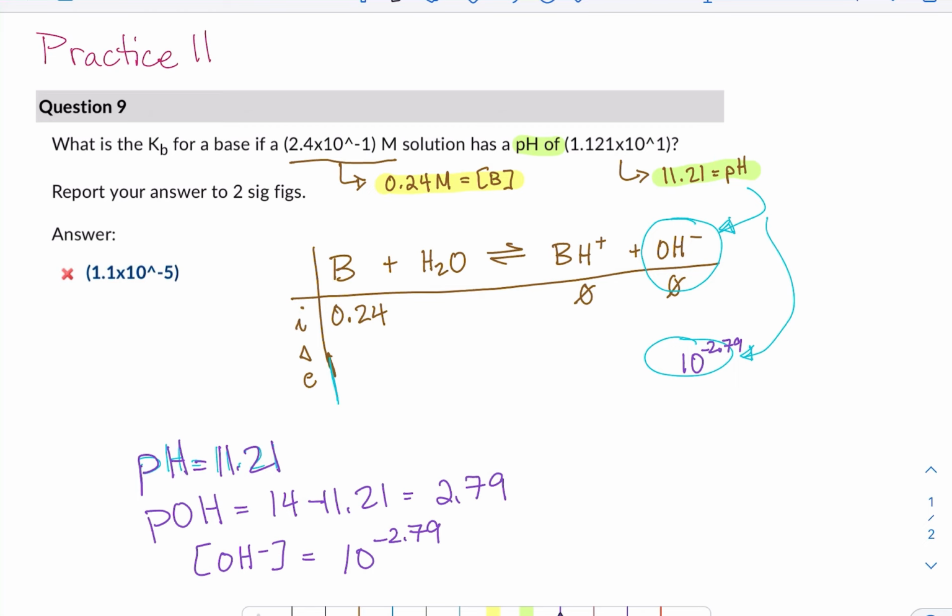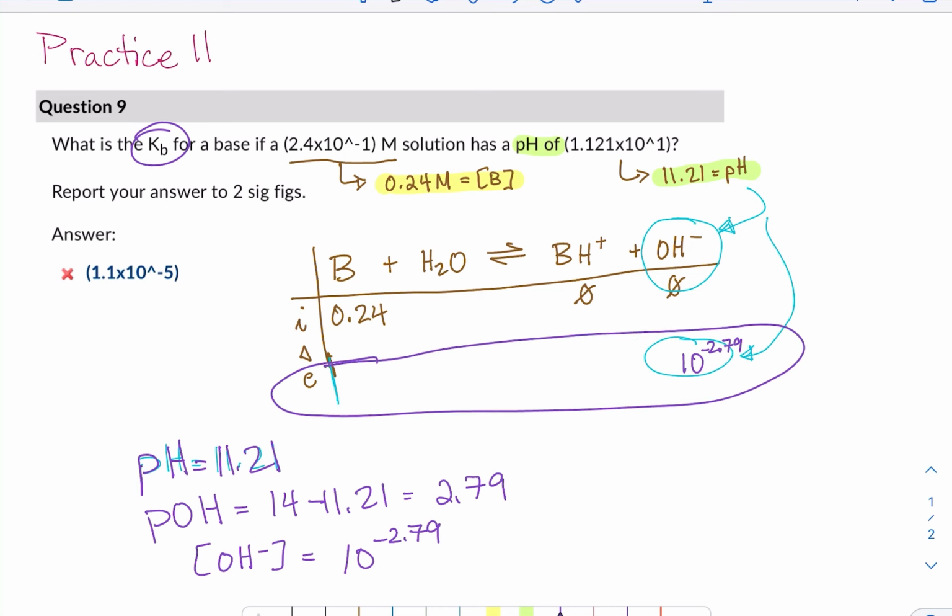I can now finish the ice table. Remember, to calculate K, the equilibrium constant, I need the equilibrium values of everybody. And we did this back in Module 4. Well, that means this must be plus 10 to the negative 2.79, which means this is plus 10 to the negative 2.79, and this is minus 10 to the negative 2.79. I now know all my equilibrium values. 0.24 minus 10 to the negative 2.79, and this equilibrium value is 10 to the minus 2.79.